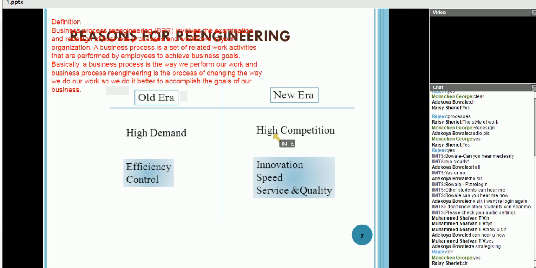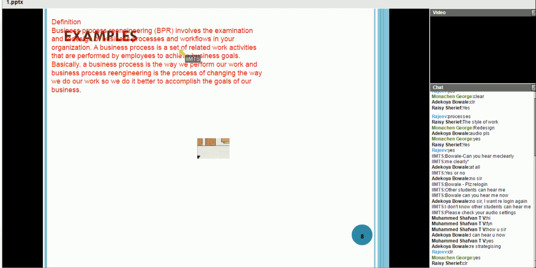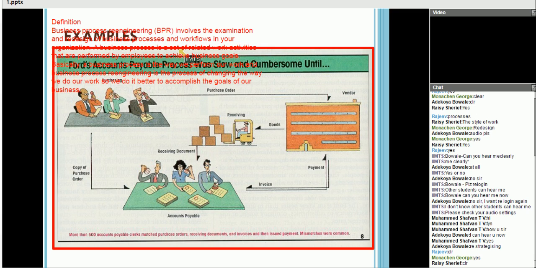So for achieving high competition, or to stick in the market along with your competitors, we need re-engineering from time to time. Also, instead of only efficiency control, we need to find innovative ways to speed up our service and quality service, which is also very important to make a mark in the market. So these are the reasons for re-engineering.